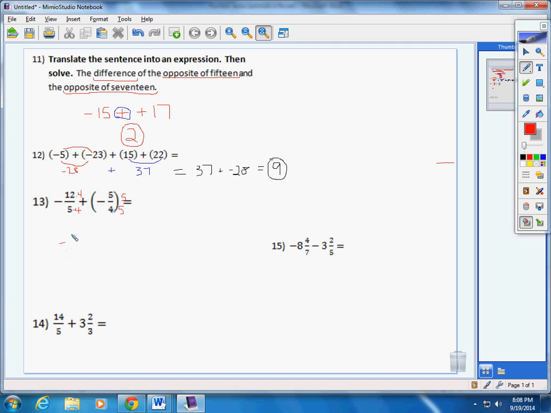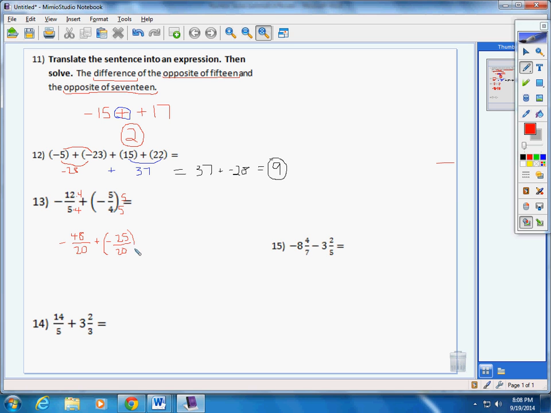So here we go. Negative 12 times 4 is 48. That's an 8, and that's of course 20, plus our negative 5 times 5 is 25, and 4 times 5 is 20.